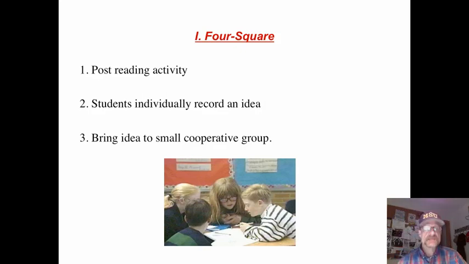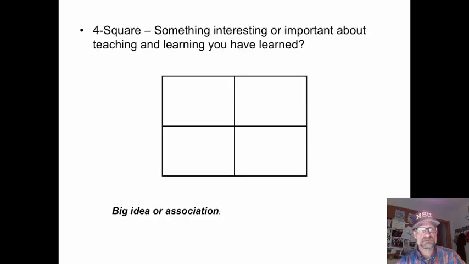One way to use it is as a post-reading or post-lesson activity. Here, students record an important idea, one idea from the assigned chapter, book, or lecture. They write it on a piece of paper and bring the idea to a small cooperative group. In the group, they must all write their idea in a square, hence Foursquare. Afterwards, they have to look at all the ideas, and their group has to come up with a big idea, interesting association, or a conclusion based on all the ideas.